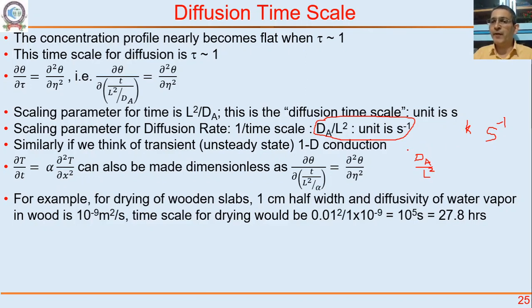In fact, we are going to define a parameter, K, the rate constant, divided by dA by L square, or we can write it as K L square by dA. This is a very important number. It's a dimensionless number. It compares two scales: the reaction time scale or reaction rate and the diffusion rate. That helps you to simplify diffusion and reaction problems. More of it is in third year.